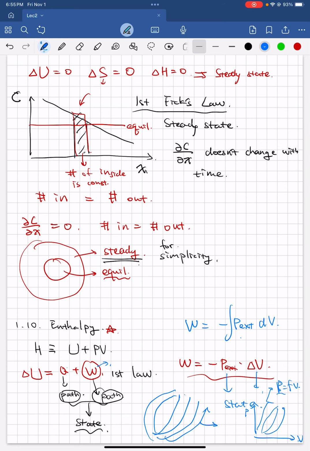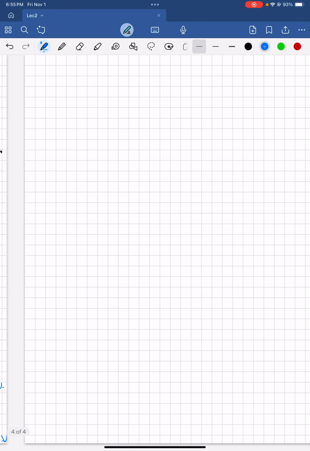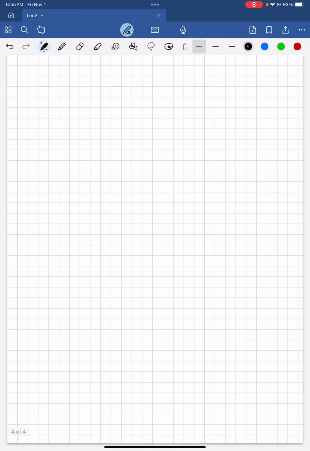Now we have to think of a way to change this Q. Okay? So that's why we introduce a new concept, which is enthalpy. H equals U plus PV. Why? Let me explain. This is very fascinating. So Q has a physical meaning.